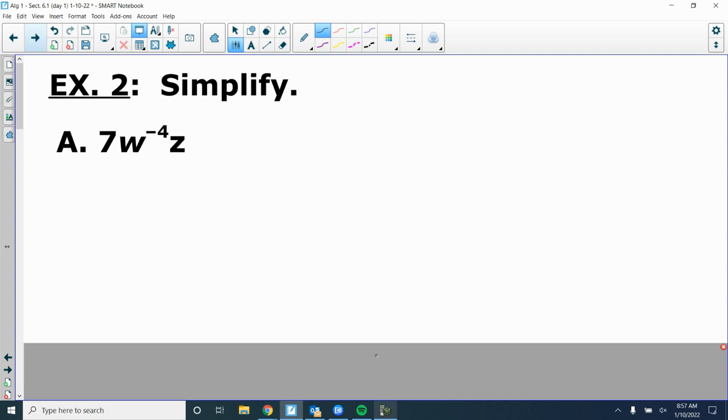Jeff? Division. Tell me what to write. I don't know. You don't know? Austin? Subtract W and Z. No, we can't do that. It just has to do with the exponent. Ava? Minus 1 over W to the fourth. Okay. So that w to the negative fourth is 1 over w to the fourth. Since I have more than one thing, here's what I can do. The 7 and the z will stay. The w will go down below. That will be my answer.